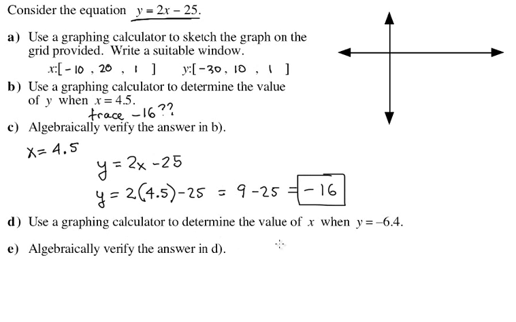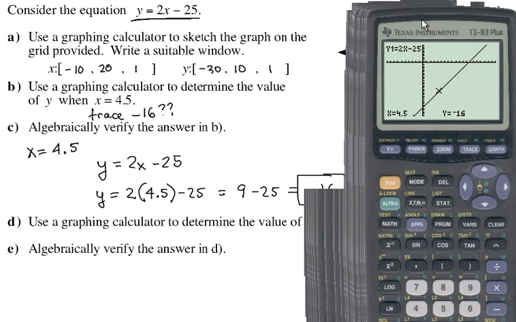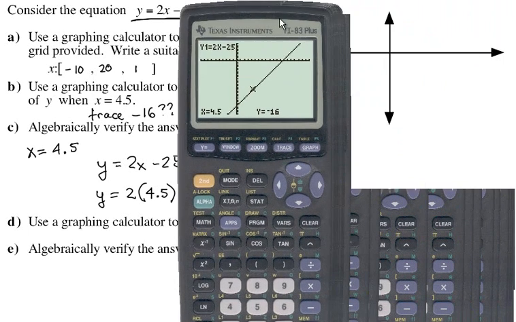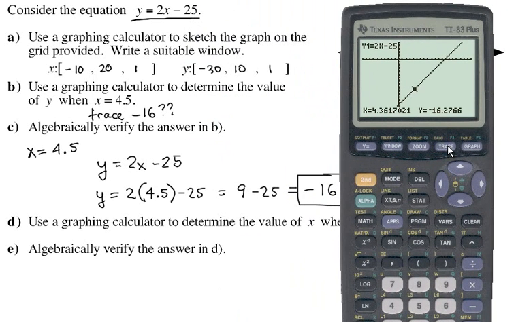Use a graphing calculator to determine the value of x when y is minus 6.4. The difference here is they aren't giving us an x value this time, they're giving us a y value. And that makes things a little complicated. If y is supposed to be minus 6.4, we'll try trace and see how we do.